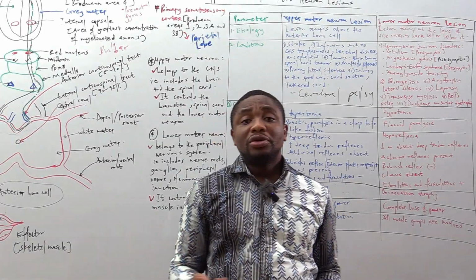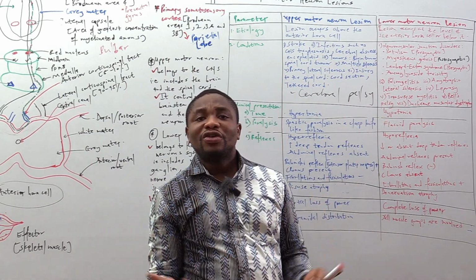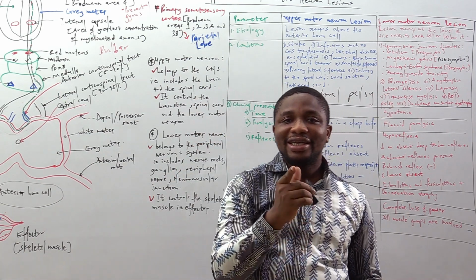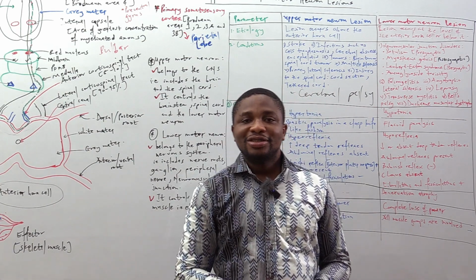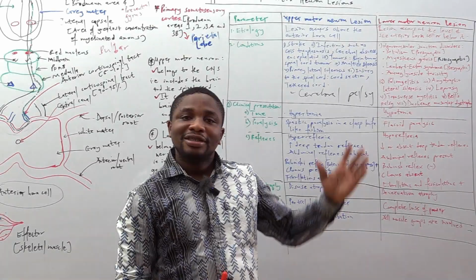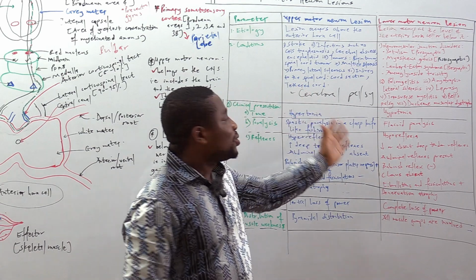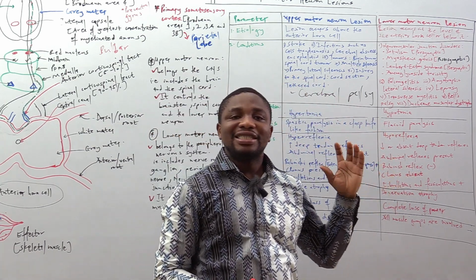Other lower motor neuron lesions we can think of are poliomyelitis and amyotrophic lateral sclerosis, ALS. I believe you remember ALS, the ice bucket challenge. Do you remember? Yes. We can also think of leprosy. We can also think of transverse myelitis.